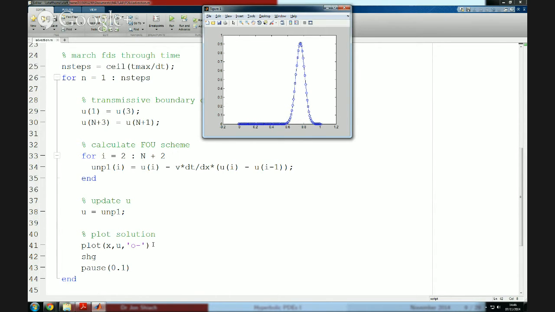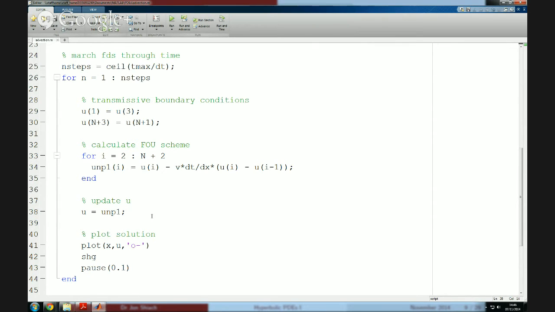What I want to do is ask how good is this solution? Well, when I run this, it goes down the channel. I don't know how good that is. It's quite difficult for me to see or compare it to the exact solution. So what I'm going to do in my code is calculate the exact solution and also plot it alongside.